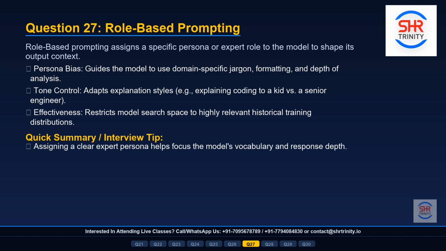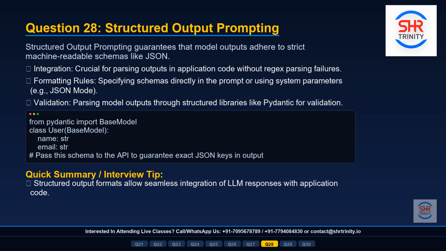Question 28. What is structured output prompting? When building applications that integrate large language models with software code, you need the model's output to be predictable and machine-readable, such as a JSON object, rather than conversational text. Structured output prompting involves defining a precise format schema, like a JSON template, and instructing the model to return only that structure. Modern APIs provide native features like JSON mode or structured outputs, which guarantee that the generated text conforms to a provided Pydantic or JSON schema. This eliminates the risk of application crashes caused by missing keys or text parsing issues.